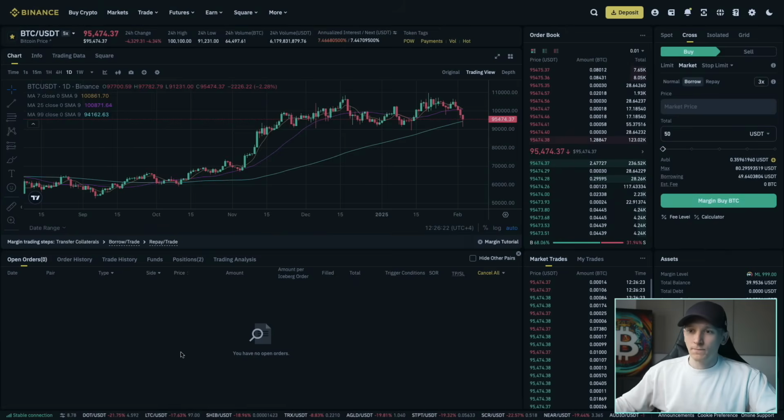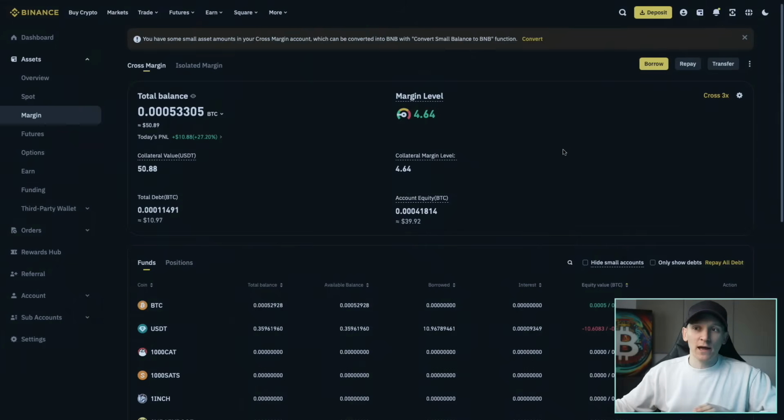an actual trade open. Now, what should happen also is that all of your assets should refresh, because now you have a USDT negative balance for your debt. So that's your liability. And you have more Bitcoin because you've bought that. If we go back into our margin wallet now, you can see how things have changed.